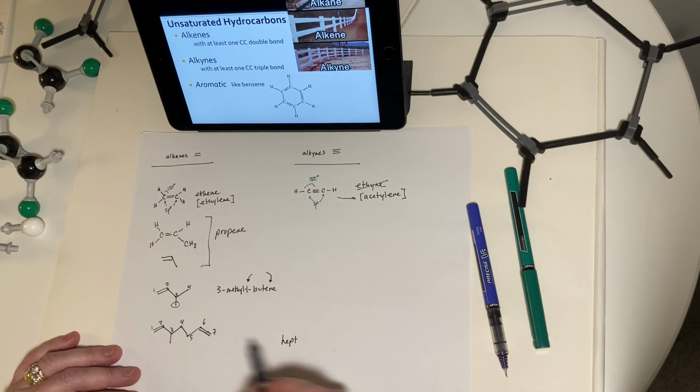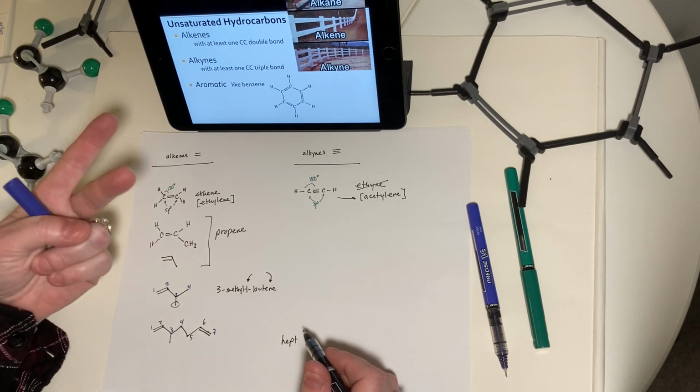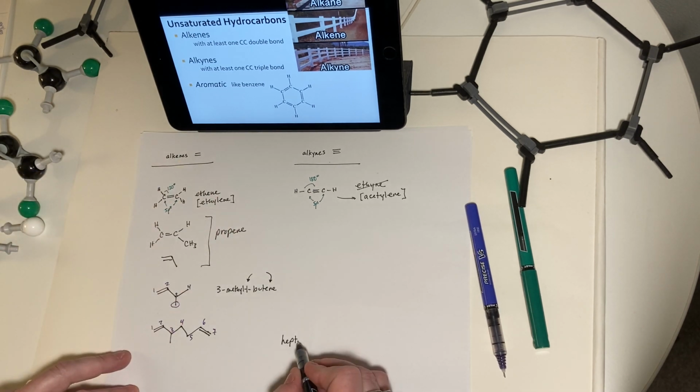And then we know it's going to be an ene instead of an ane because we have a double bond, but we have 2 double bonds. So here's the fancy way to talk about 2 double bonds. Use a Greek prefix. We're going to need di in there. Heptadiene. Yep, that's what we do. That means 2 double bonds, diene. Hepta is the carbon chain.